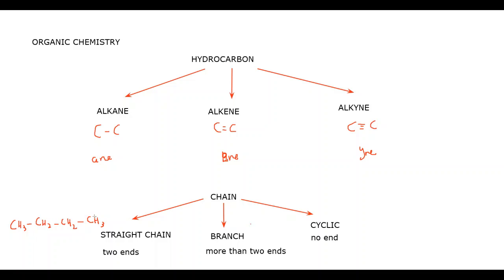A link between the carbon atoms can refer to straight, branch, or cyclic. What is the meaning of a straight chain? A straight chain hydrocarbon means it has two ends. This is one end and this is another. So if it has two ends, we call that chain a straight chain.